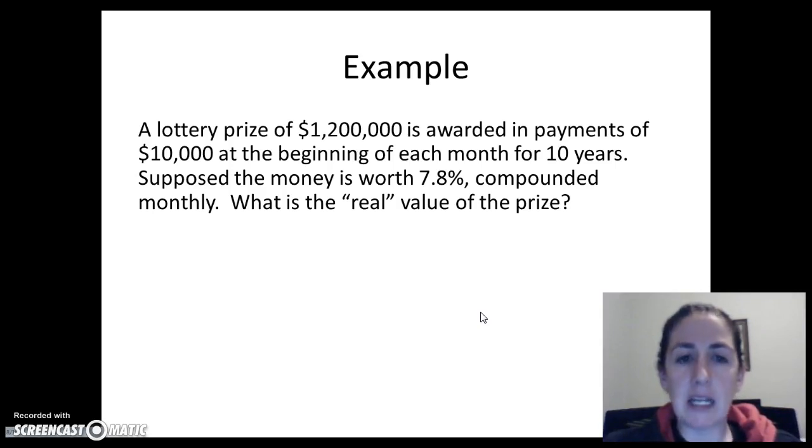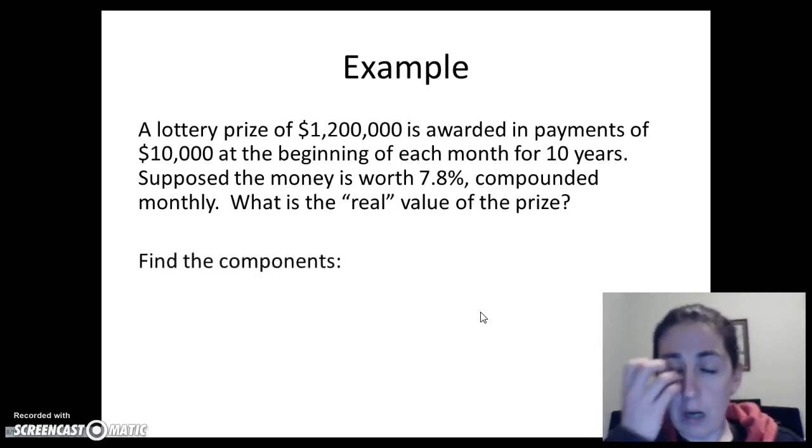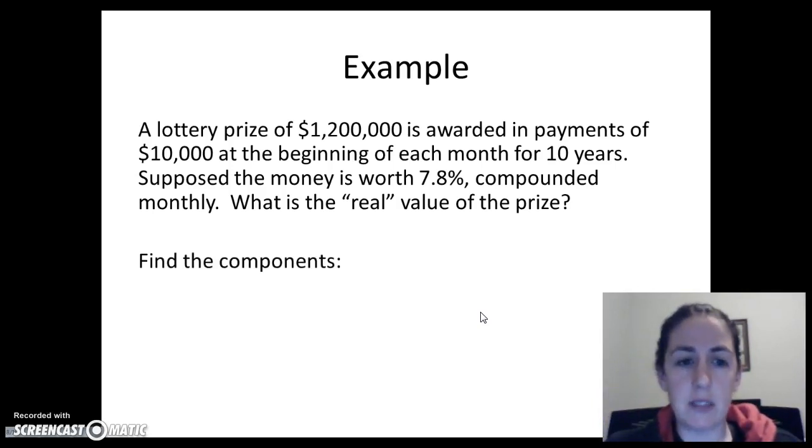So the lottery isn't going to stick $1.2 million in this account. It's going to stick a lower sum, and then based on the interest it makes, it'll make these equal payments to you for $10,000 for the next 10 years. So what we're actually looking for is the amount of money that the lottery needs to invest in this account today. So let's break it down into its components.